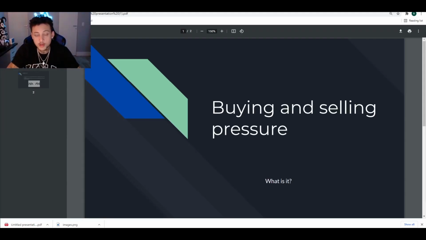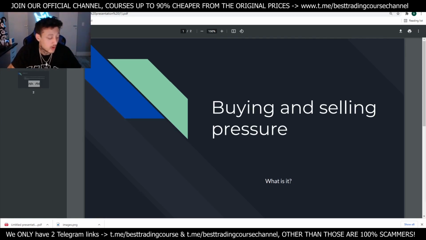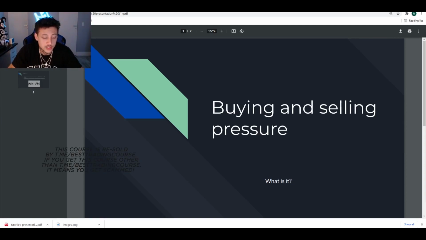All right, so this is going to be another concept that's going to help us actually find the higher probability setups in terms of support and resistance, supply and demand, and in terms of our methodology overall, because this is really what's going to be helping us in making these decisions when it comes to our supply and demand levels and our support and resistance levels, and that's going to be buying and selling pressure.